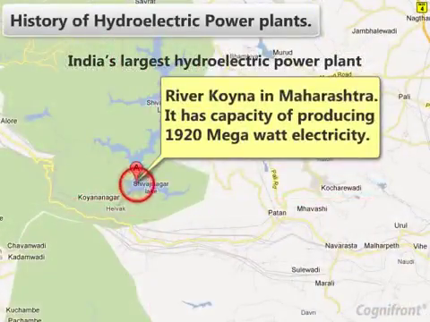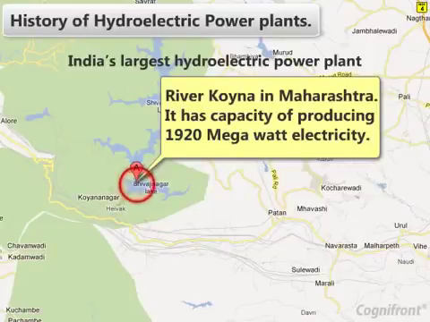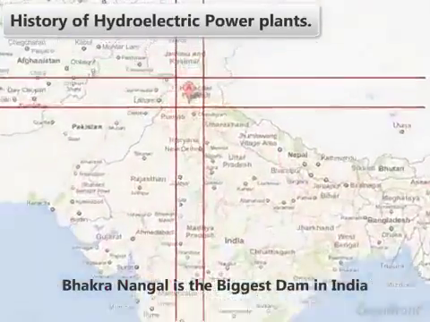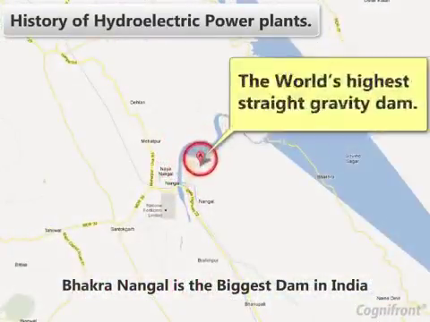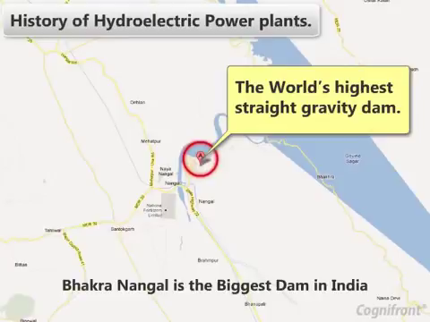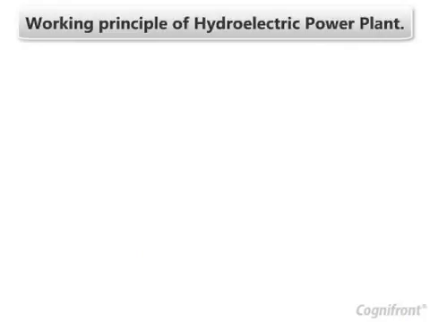India's largest hydroelectric power plant is located across the river Koyna in Maharashtra. It has a capacity of producing 1920 megawatt electricity. Bhakra Nangal is the biggest dam in India as well as the world's highest straight gravity dam.